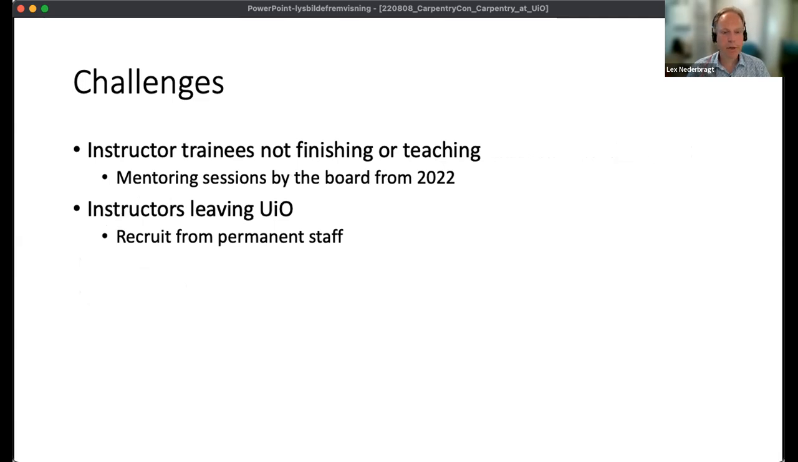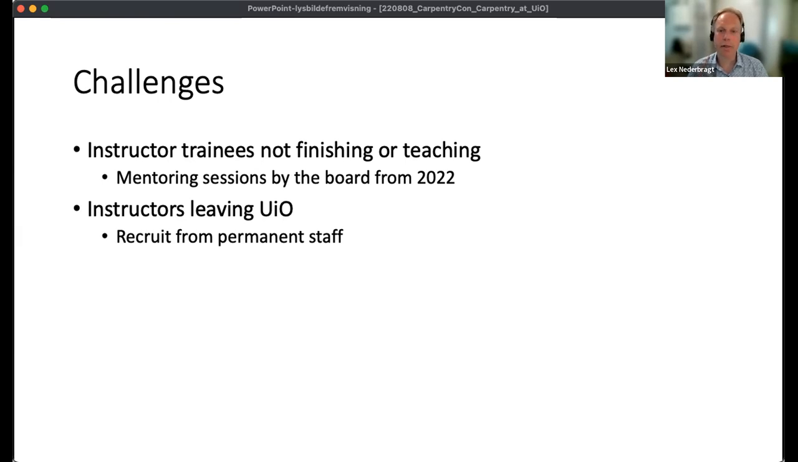And then we had lots of instructor trainees. They went to instructor training, maybe even started the checkout procedure, which is these three steps of homework you need to do before you can become an instructor. And they either never finished or, once they finished, they never taught. So the board has decided to start mentoring sessions for the five people, actually more because we have some leftover seats, that took instructor training this fall.